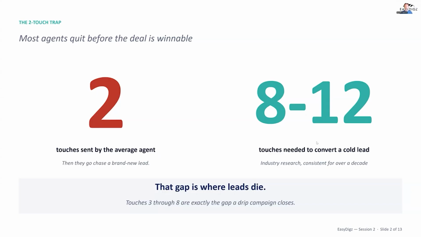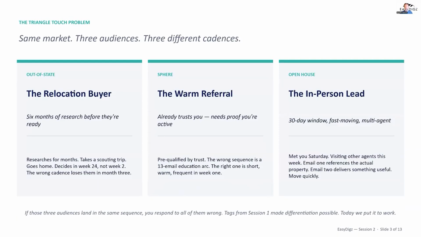Last week, we talked about how the triangle is an in-migration market. Buyers are arriving from California, New Jersey, New York, and today I want to push that one layer deeper. Our out-of-state buyers don't behave like local buyers.